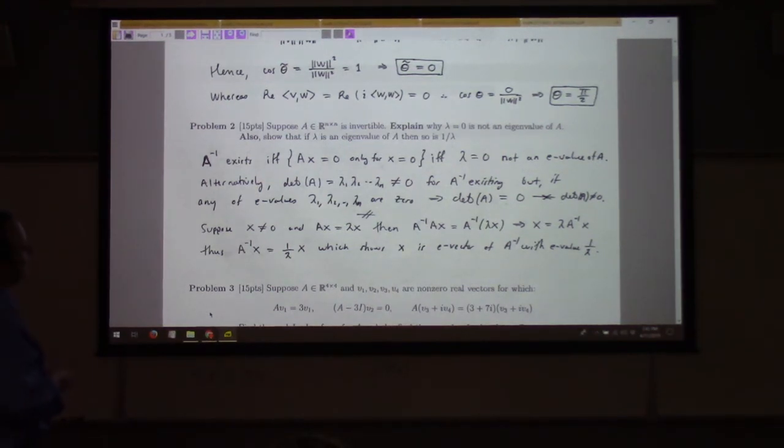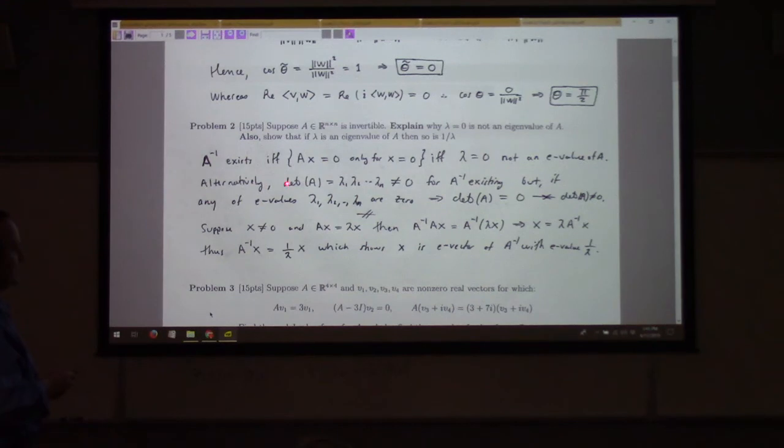Let's see here. If A is invertible, why is 0 not an eigenvalue of A? Well, remember, A inverse exists if and only if the only solution to the homogeneous problem is 0. That is just saying that 0 is not an eigenvalue, because the only way you can get 0 out is if the vector is the 0 vector. There is no eigenvector with eigenvalue 0. So that's why A is invertible if and only if lambda equals 0 is not an eigenvalue.